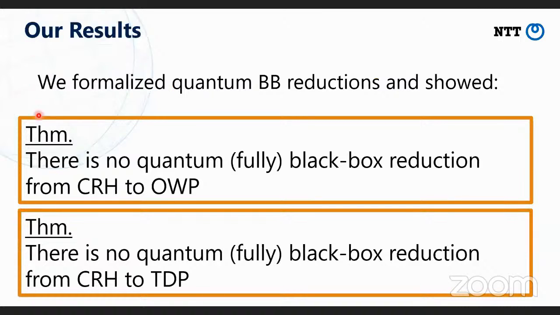In our paper, first, we formalized quantum black box reductions and showed these theorems. There is no quantum black box reductions from collision-resistant hash to one-way permutations, and there is no quantum black box reduction from collision-resistant hash to trapdoor permutations. These are our main results.